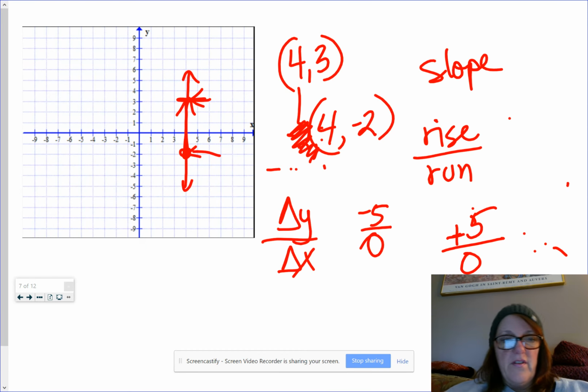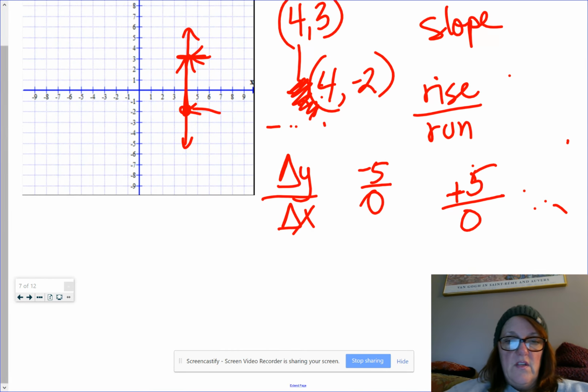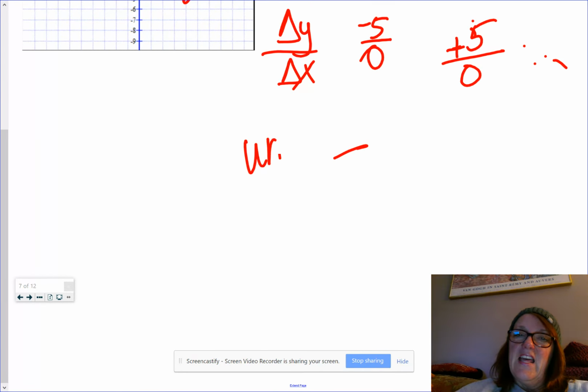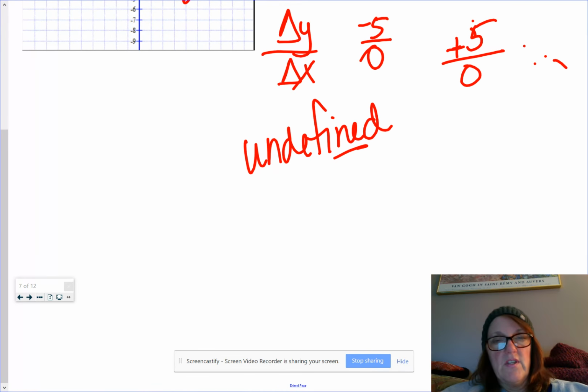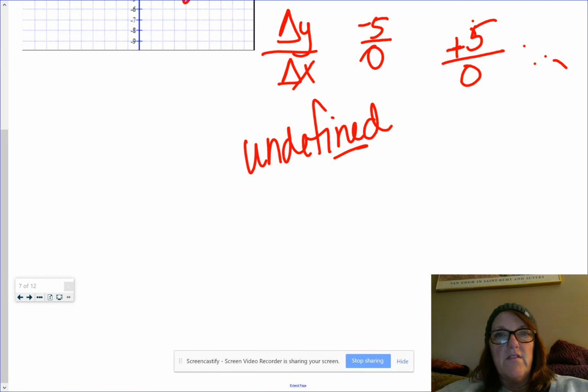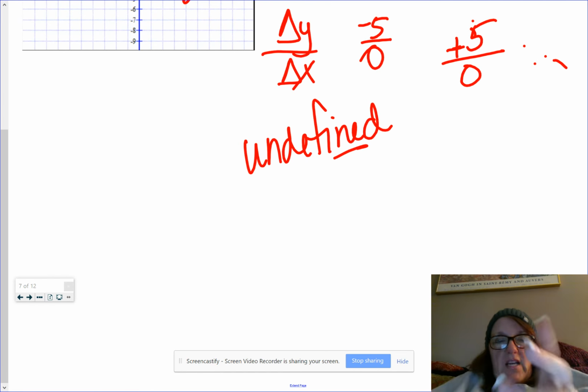What on earth are these values equal to? Negative 5 over 0, 5 over 0. If you try doing that on a calculator, it gives you an error message. I think it usually says something like divide by 0 error. That's because we can't. Our real numbers don't allow for division by 0. So, impossible, undefined. Can't find the slope of that.